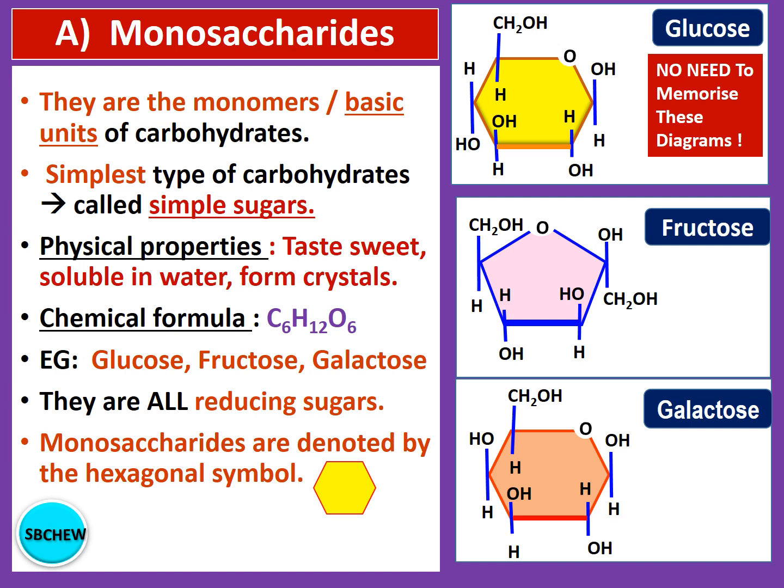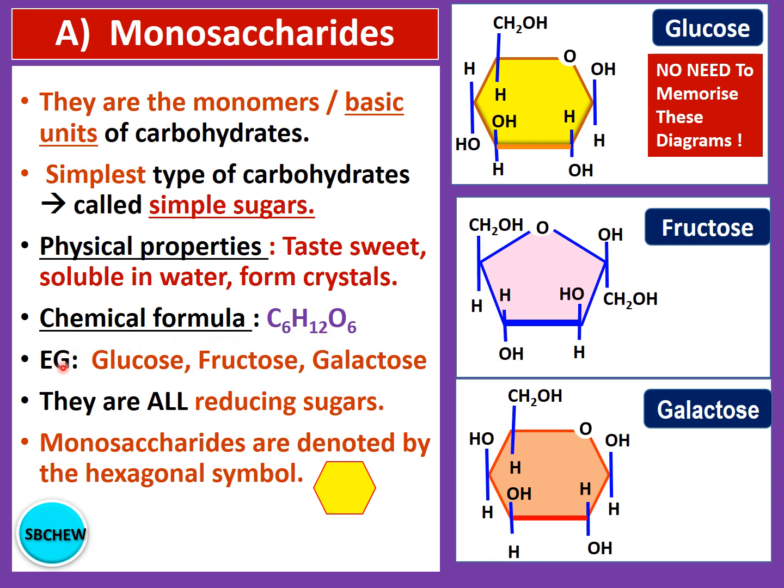The first type of carbohydrates are the monosaccharides. Let's say this word, monosaccharides. They are the monomers or basic units of carbohydrates and the simplest type of carbohydrates. So they are called simple sugars. Their physical properties are that they taste sweet, they are soluble in water, and they form crystals. All of them have the chemical formula C6H12O6, in which the ratio of the hydrogen atoms to the oxygen atoms is 2:1.